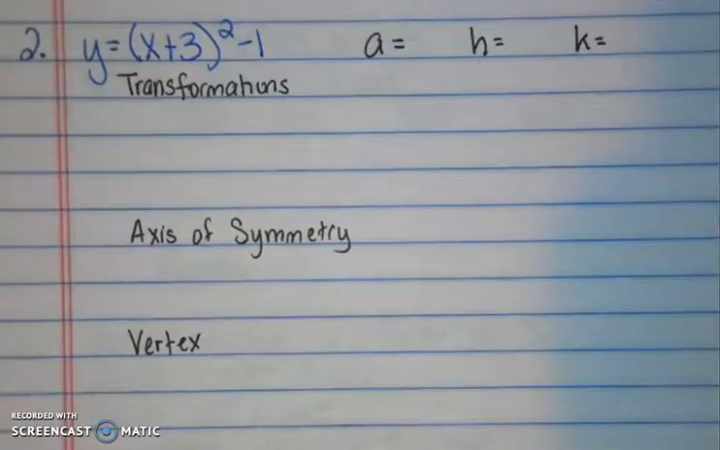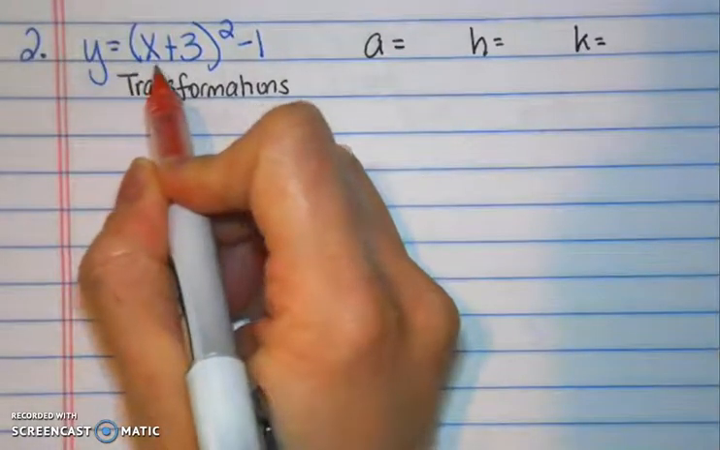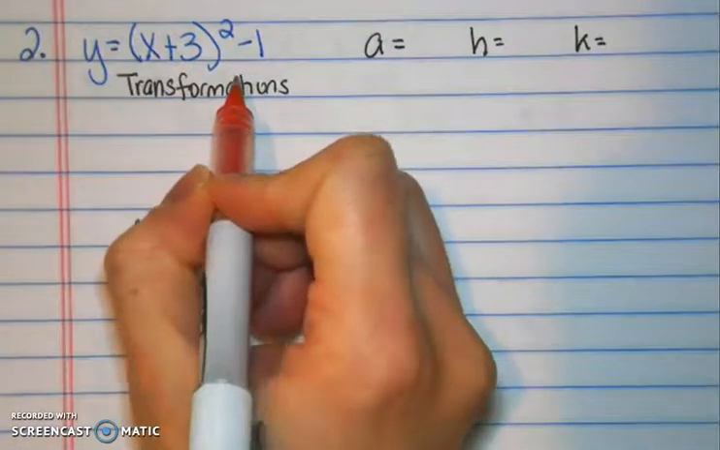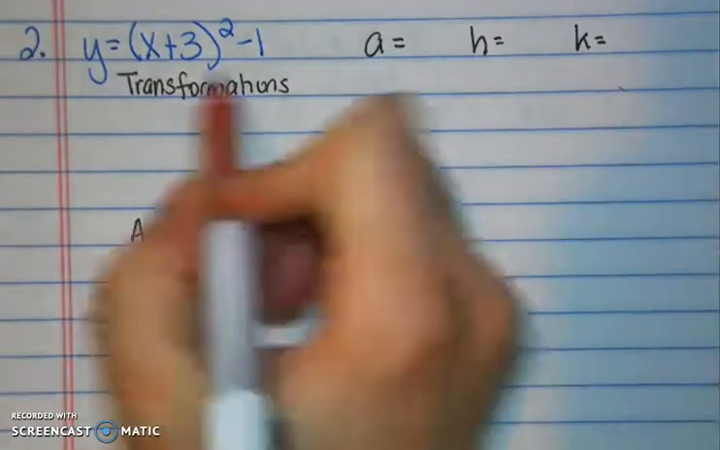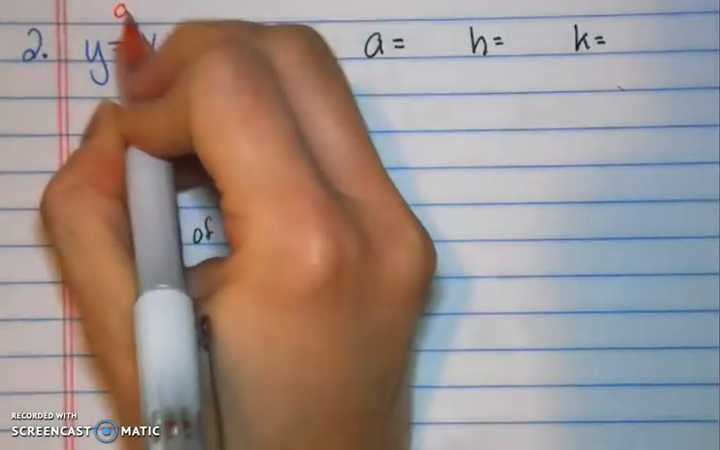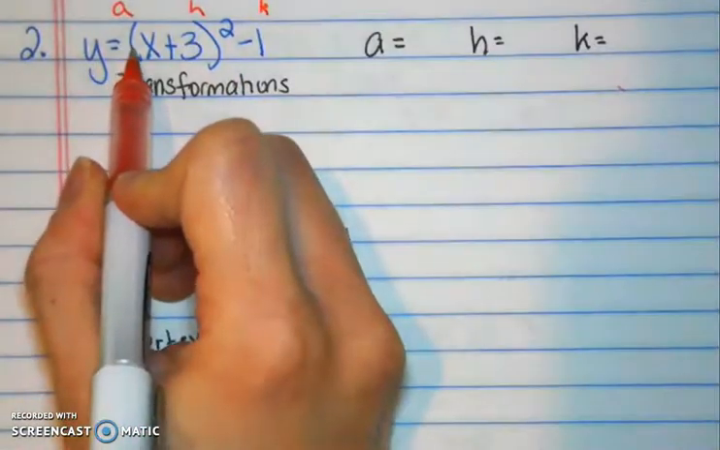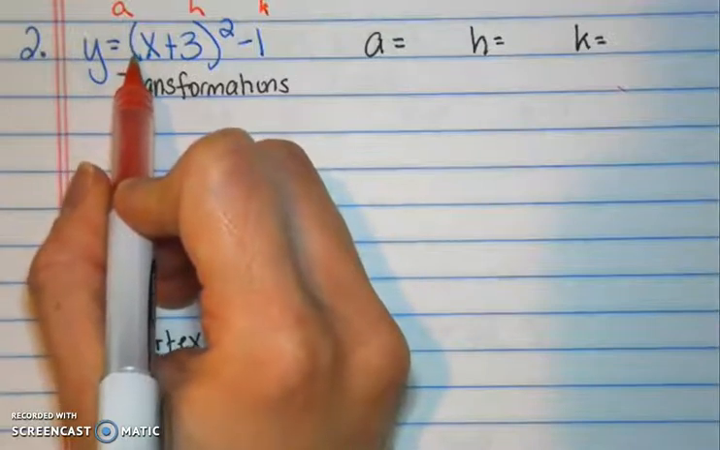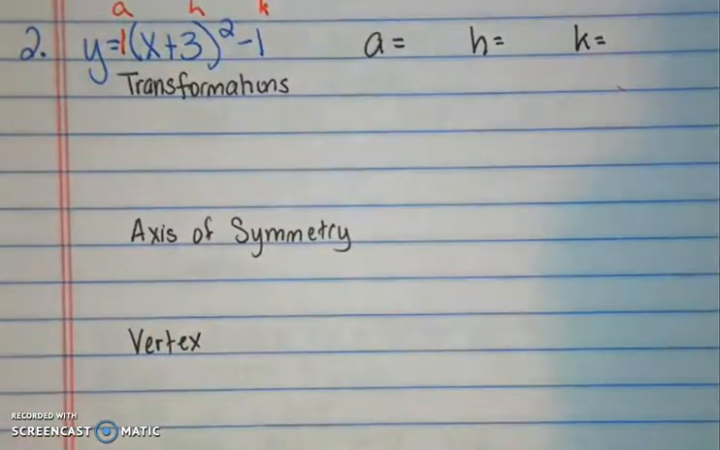Now we have another example. In this case, they give me y equals (x plus 3) squared minus 1. And I'm going to first identify a, h, and k. Now a would normally be right here. So we have a, h, and k. A would be our coefficient in front of the x squared. Because the coefficient is not visible, we know that there is an invisible 1 right there, so a is 1.